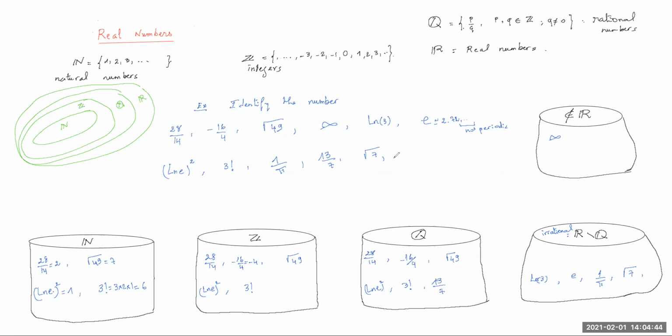What else? 1.3 bar. This means the 3 is periodically repeated, so it's not irrational. Square root of -3 is not a real number, it will be here. What about 1 over 0? This also is not part of the real numbers. It will be here. Okay, so this is how we classify sets of numbers.